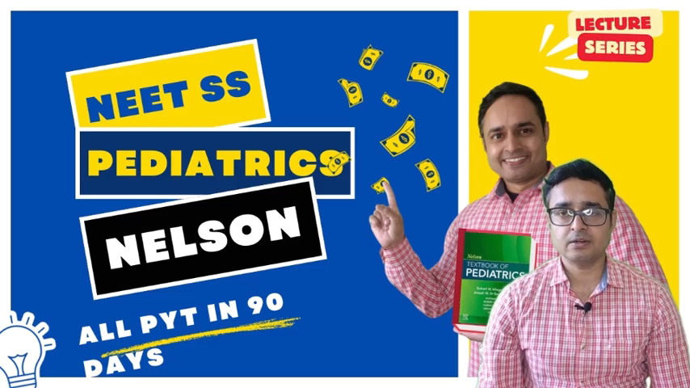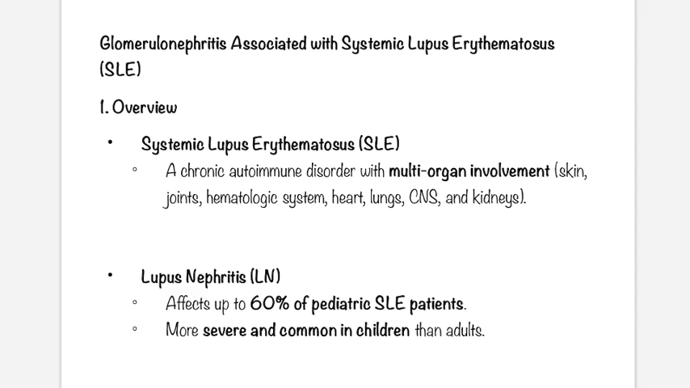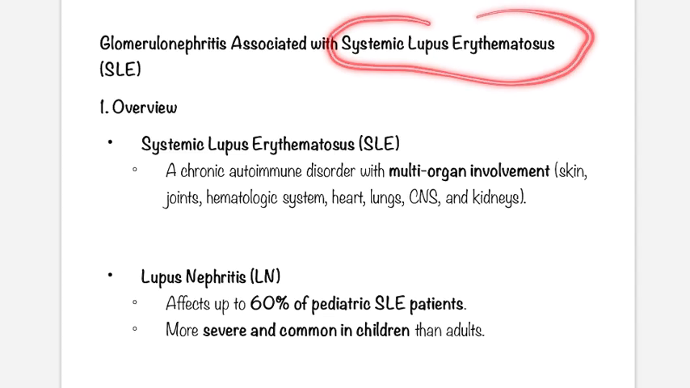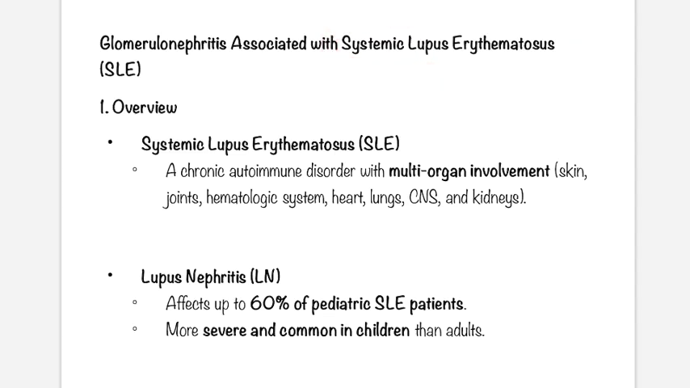Today we are discussing the important topic of lupus nephritis in children. It is a very important topic. Basically, SLE manifestations present as lupus nephritis. What is SLE? Systemic lupus erythematosus is a chronic autoimmune disorder with multi-organ involvement: skin, joints, hematological system, heart, lungs, CNS and kidneys.